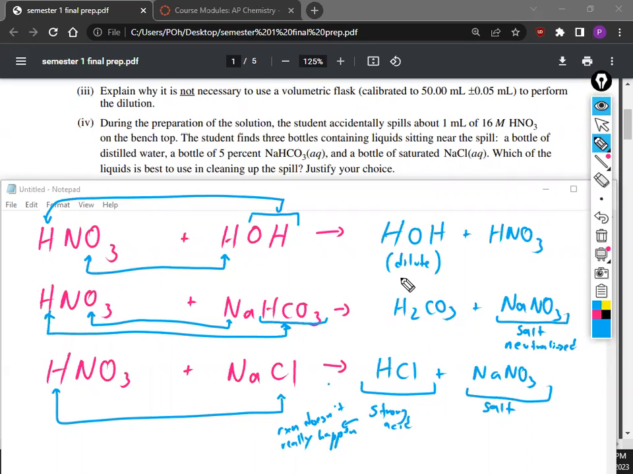Okay, so out of the three, which one do you think is the best way to clean up the spill? Yeah, obviously the second one. And then you can justify your answer. The very easiest way to do it is by saying that this neutralizes the acid. That's all you need to write. Does it matter that it's like 5%? No. Look at what they create. That's the best way to look at this one.